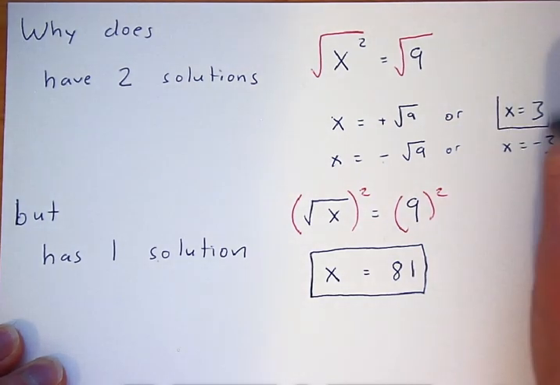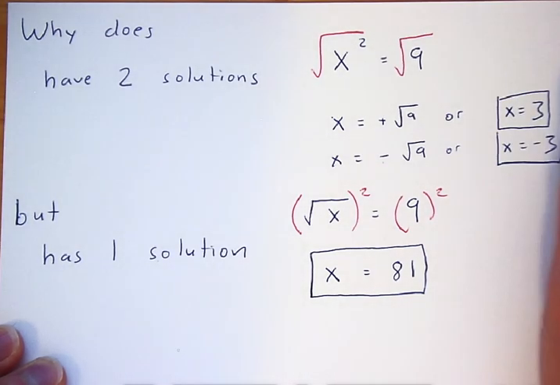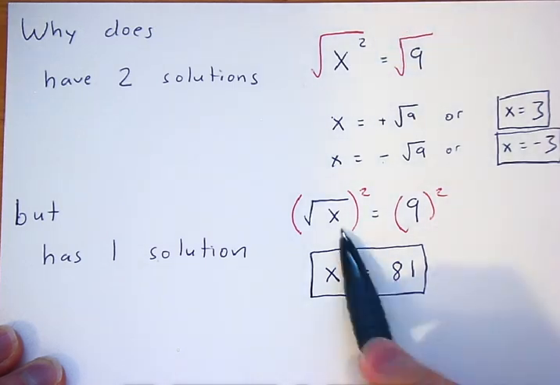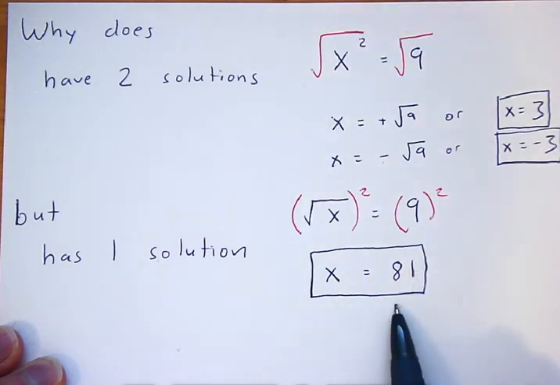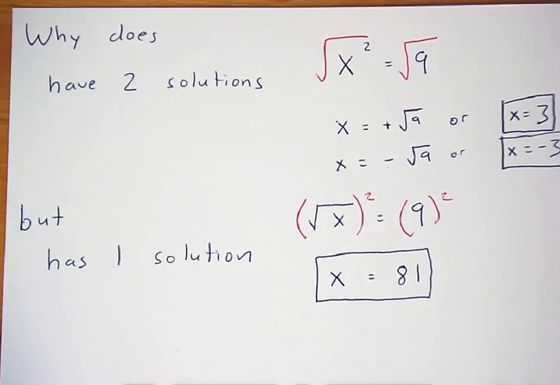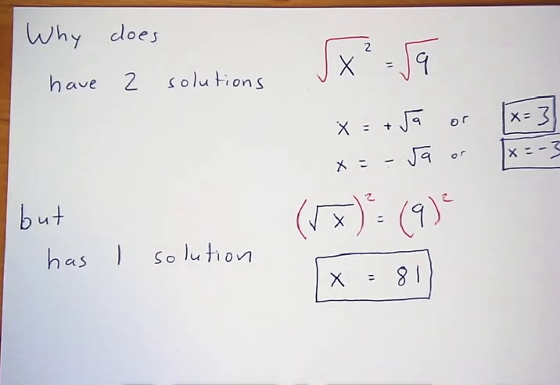But why is it that this one, x squared equal 9, has two answers? The square root of x equals 9 only has one answer. So the rest of the video will be used to explain that. One way I can explain this is using a graph.